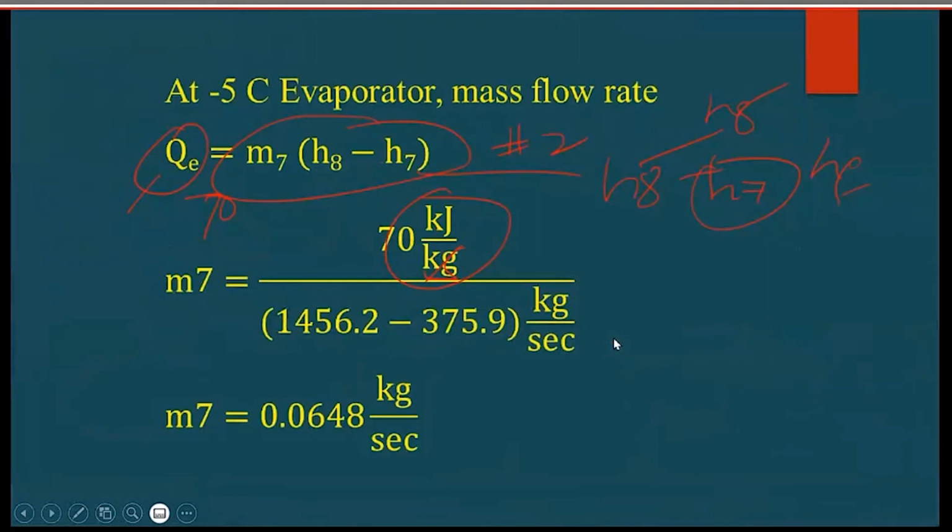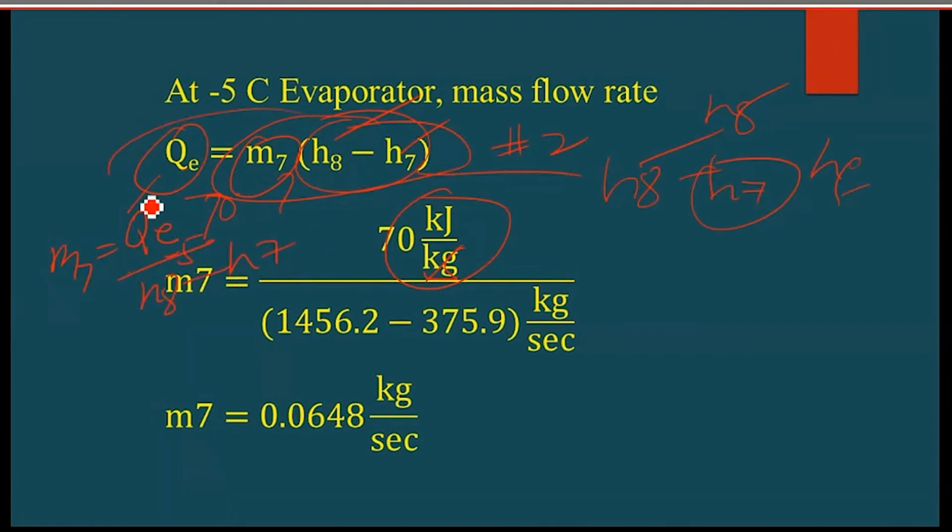But the heat load is already given at that point, right? So 70. Look at this. QE is 70, M7 is unknown, H8 and H7 is what we're going to find. So substituting values, M7 equals QE at negative 5 over H8 minus H7. Then the heat load, 70, so easily we can have the M7.